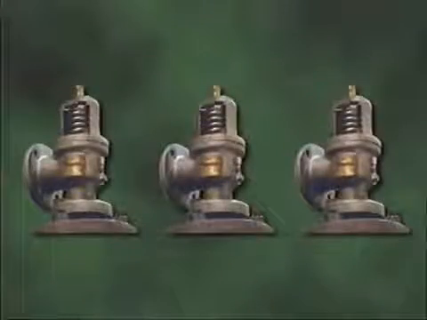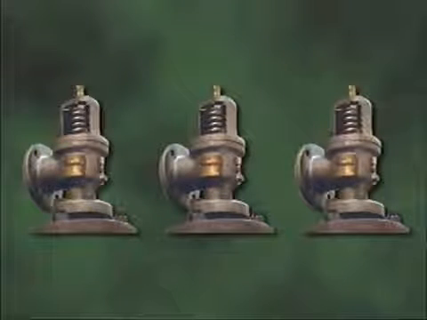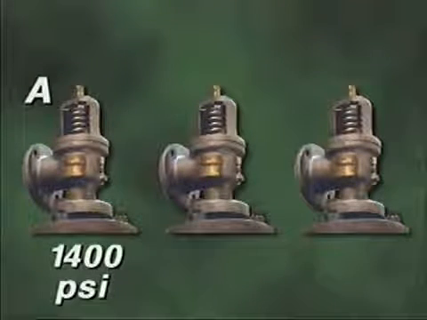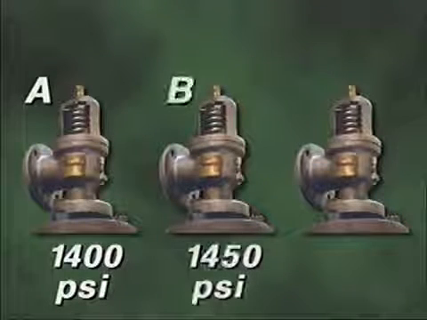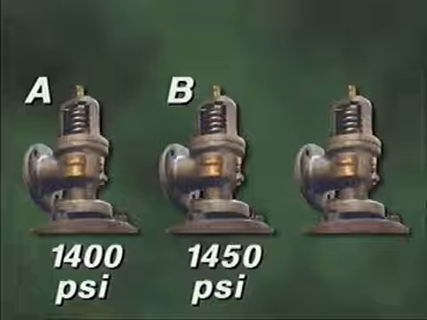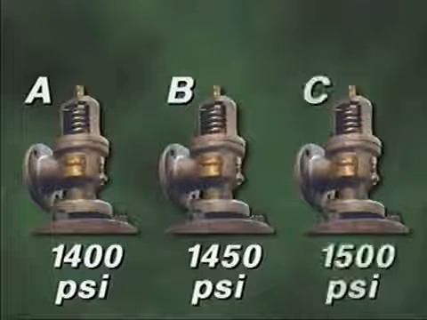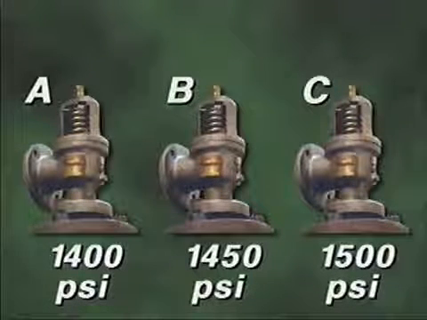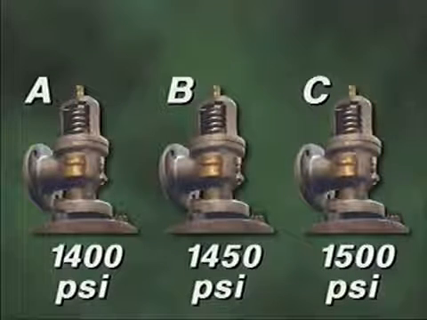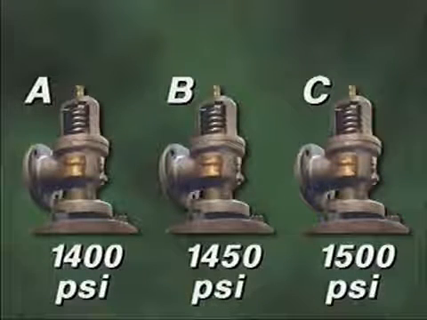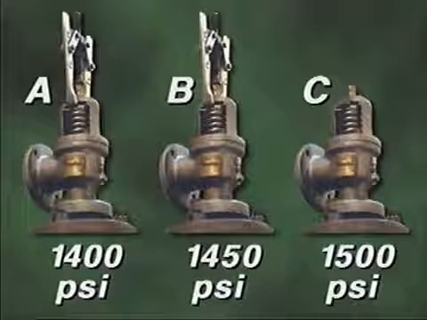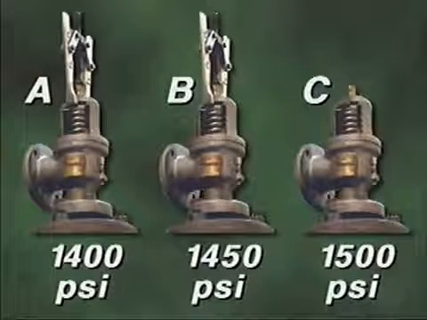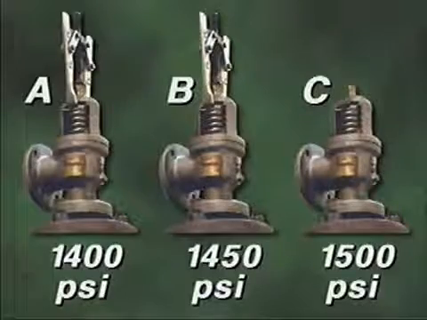For example, assume that a system contains these 3 safety valves. Valve A is set to open at 1400 psi. Valve B at 1450 psi. And valve C at 1500 psi. If you're going to test valve C, you must gag valves A and B, because the popping pressures of A and B will be exceeded during the test of valve C.